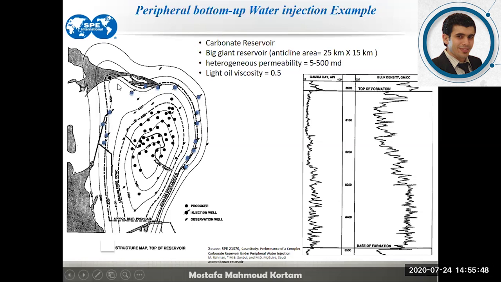That was the original oil water contact, and that is the placement of the aquifer, while the producers are producing from the structure, the top structure side in the anticline. This is the typical profile of the well and a typical open hole log.